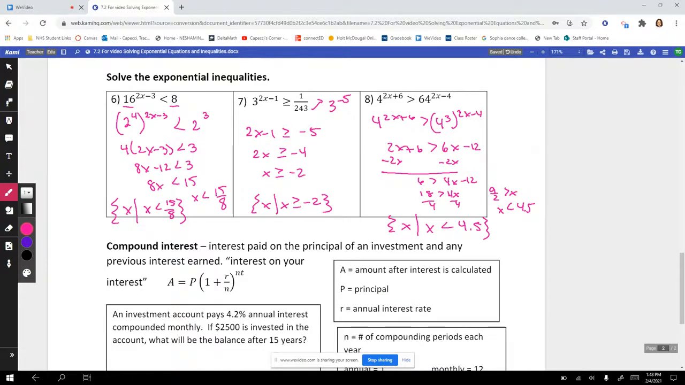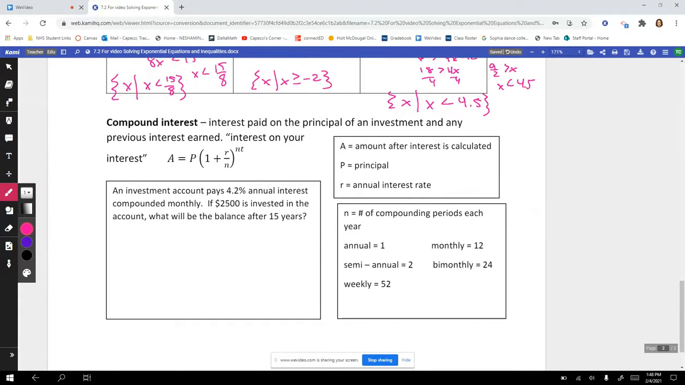All right, moving on. Now we have a word problem. Okay, it's all about compound interest. We do a lot in math with compound interest. It's a great business problem to work on. Compound interest is interest paid on the principal of an investment and any previous interest earned. So interest on your interest. This is what banks do. You put $100 in and you get interest on that $100. You're going to get interest not only on your $100, but on any interest you've earned since then.